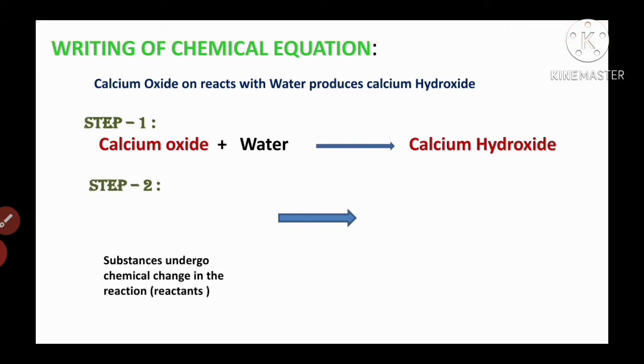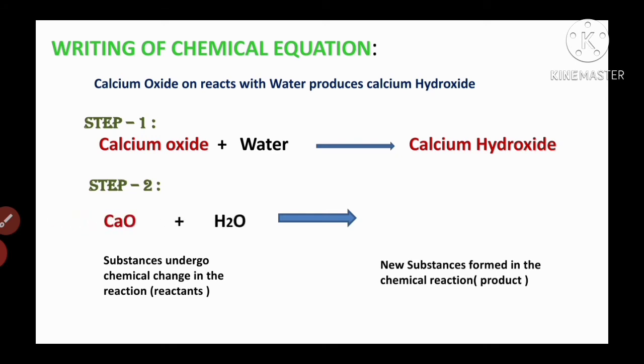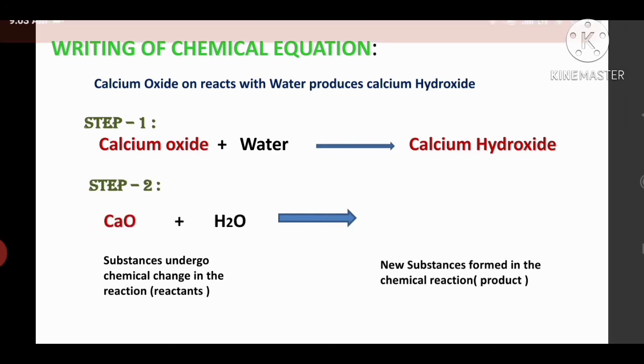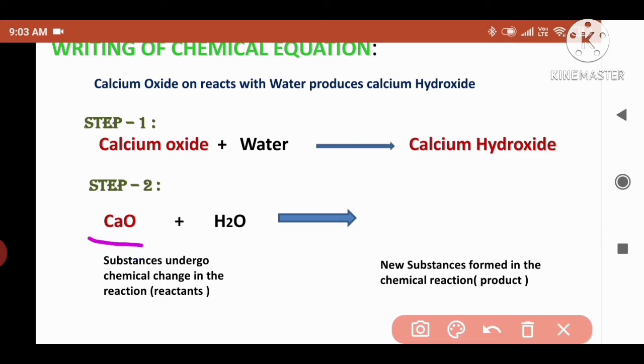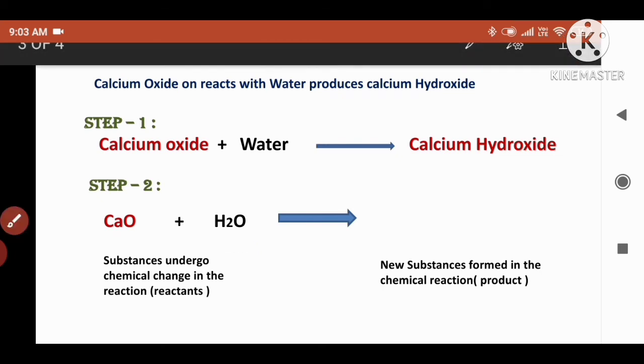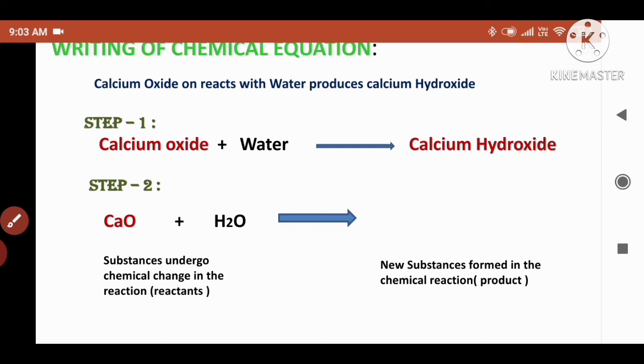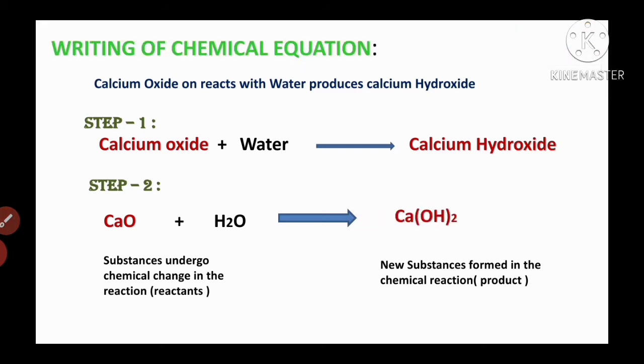So here, first of all, substances undergo chemical change. The reactants are calcium oxide and water, and the new substance formed in the chemical reaction is calcium hydroxide. Now the formula of calcium oxide is CaO. Water's formula is H2O. They are presented on the left hand side of the arrow. And the formula of calcium hydroxide is Ca(OH) taken twice, Ca(OH)2. That is represented on the right hand side of the arrow.